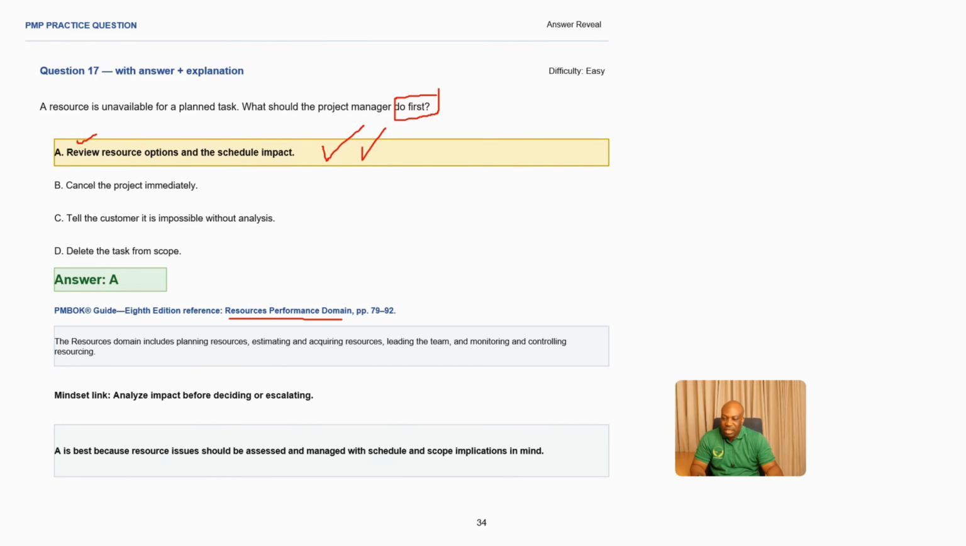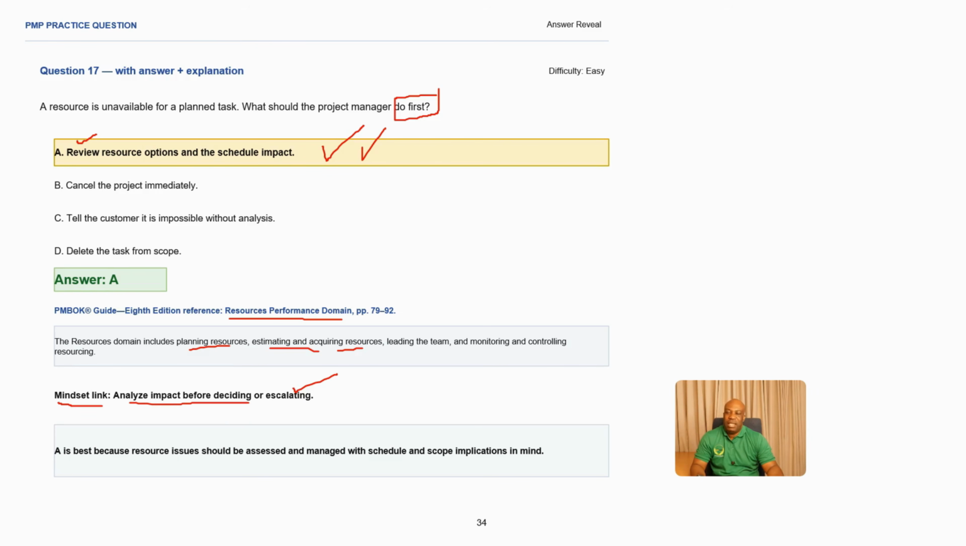The resource domain includes planning, estimating, and also acquiring resources. So what is the mindset that we're using when we're eliminating these answers? You need to analyze impact first. Analyze impact before deciding or even escalating. This is a very important mindset.